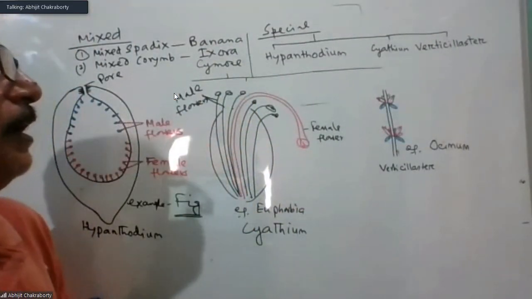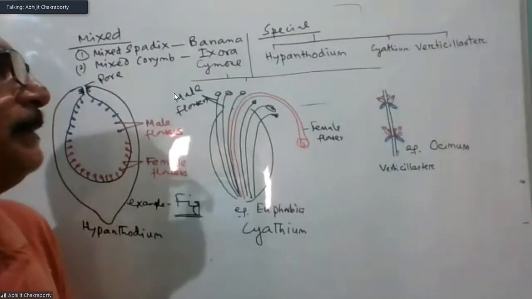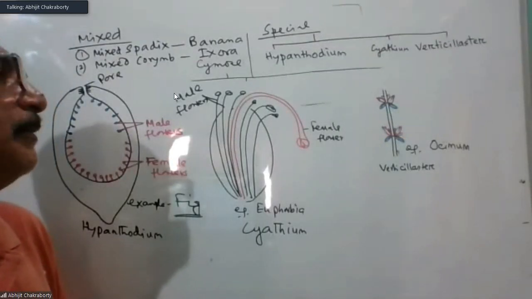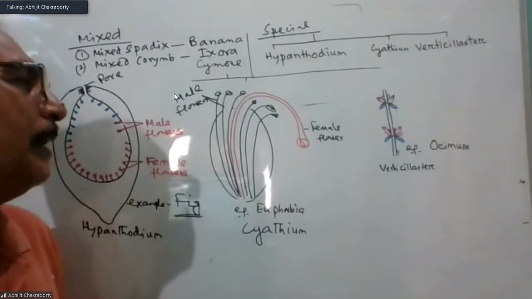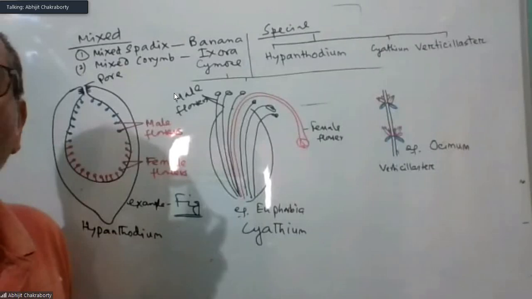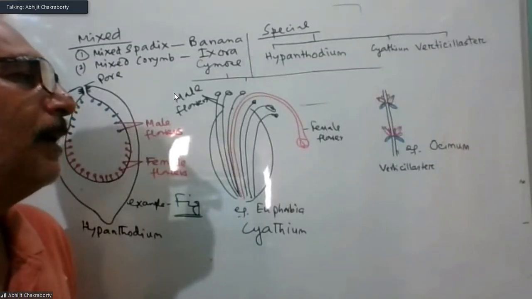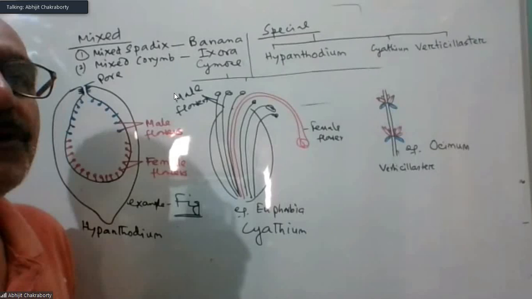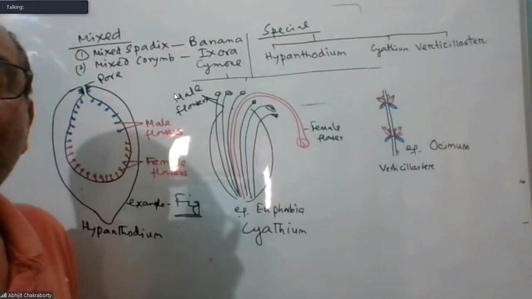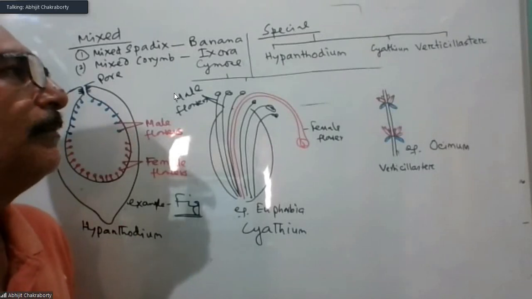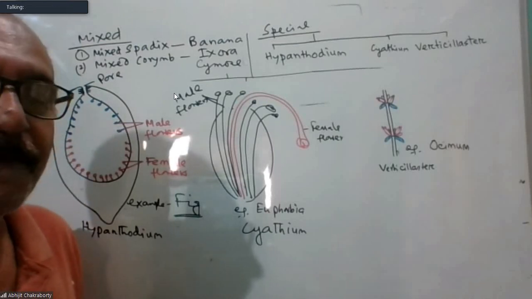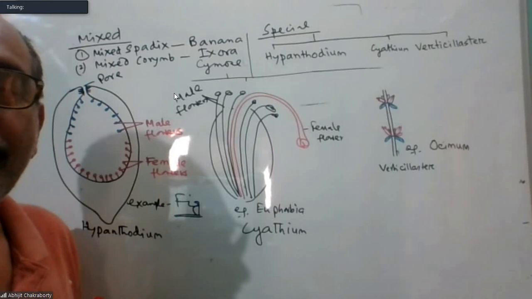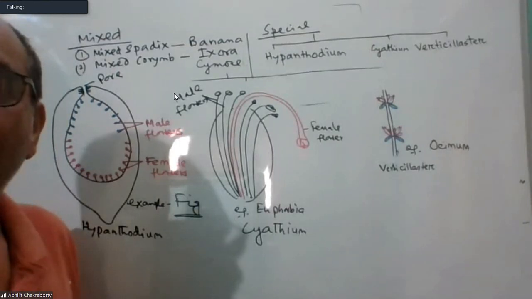So this is all about the special type. Three special types are there. One is Hypanthodium, where flowers will never open. One is the Euphorbia, that is Cyathium. Female flower is surrounded by a number of male flowers. Other is the Verticillaster, where flowers are borne on the nodes along with the leaves. So this is about the three types of special inflorescence. Is it clear?